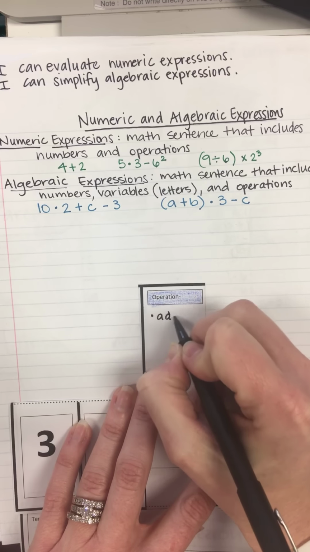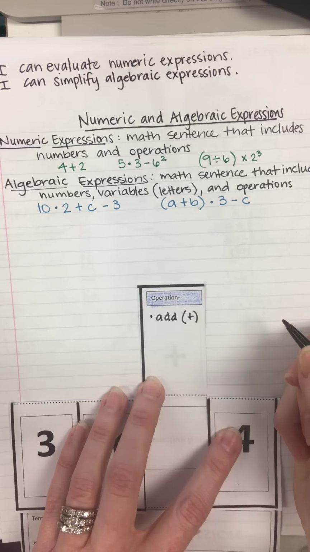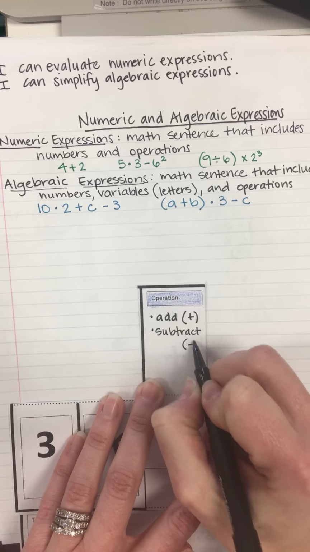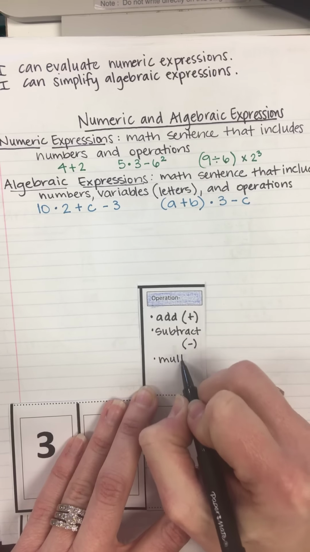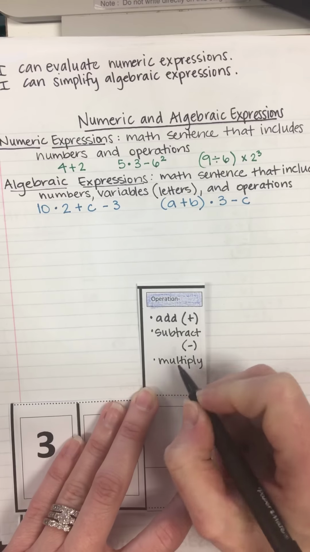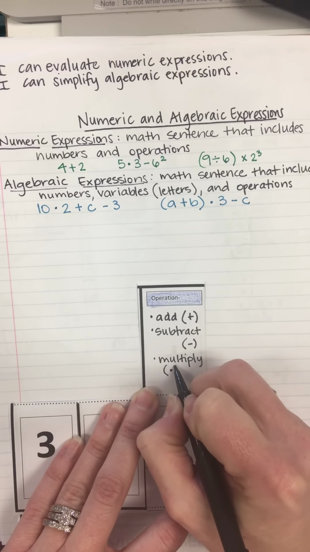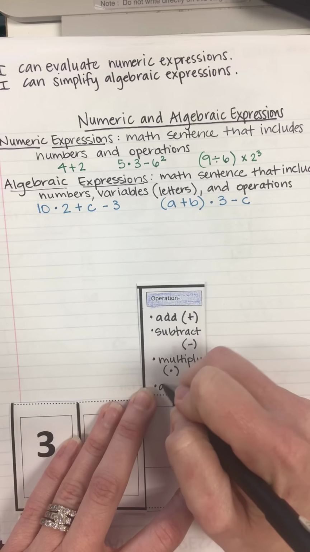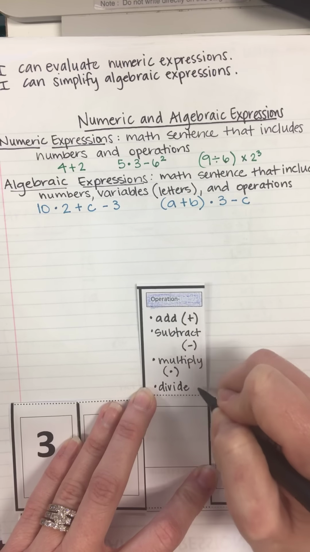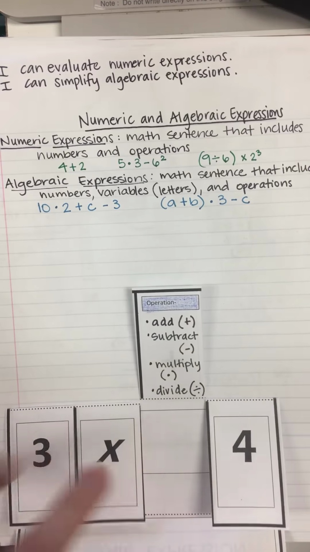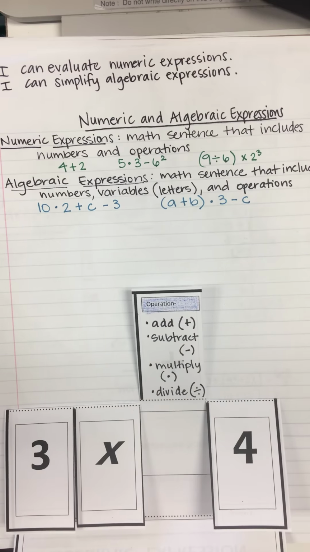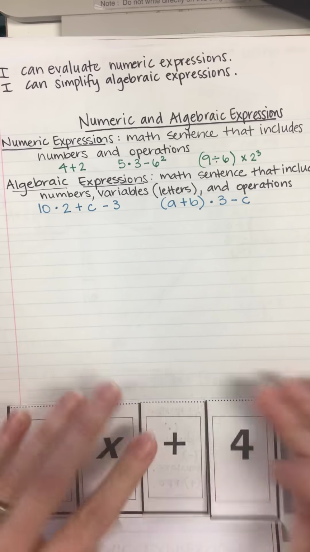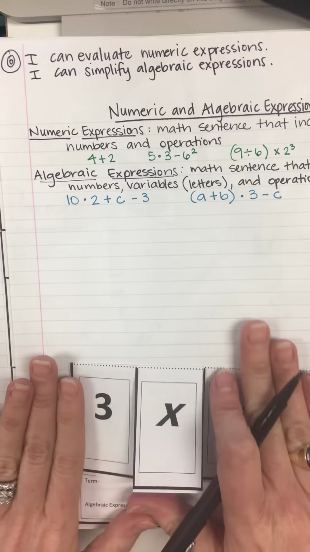Those include adding, subtracting, multiplying. Typically, multiplying is going to be a dot when you're talking about algebra, and we'll talk about why in just a second. And then, of course, dividing. So I need you to copy this down. Once you're done with that, we're going to close this up. And now we're going to go to this part.